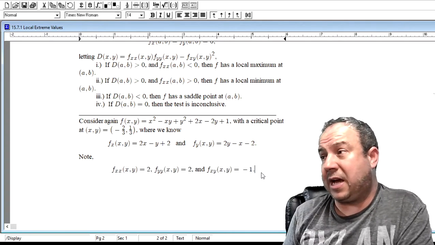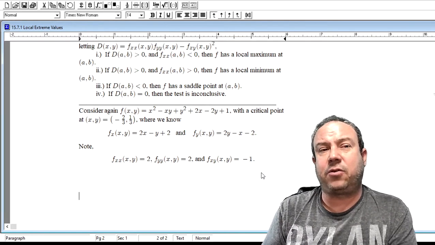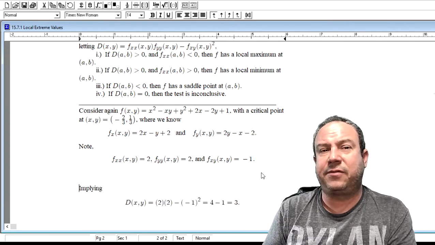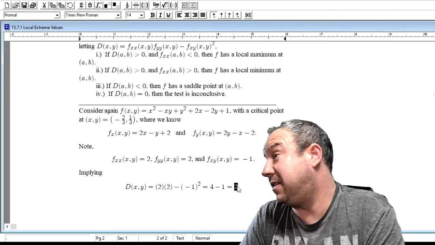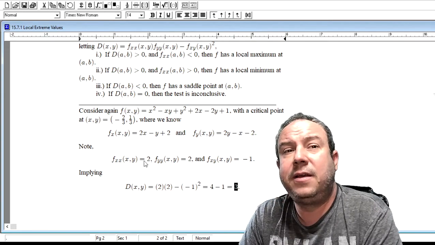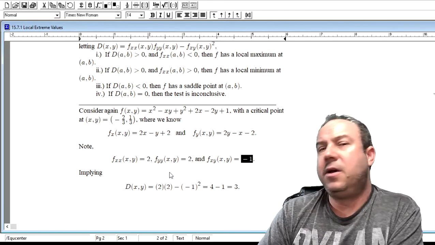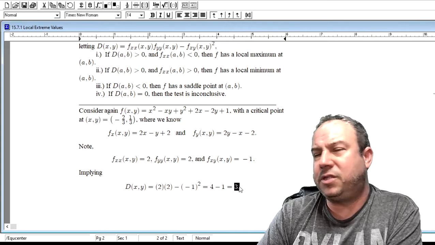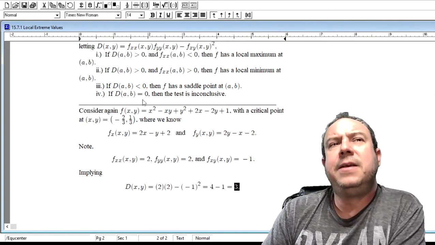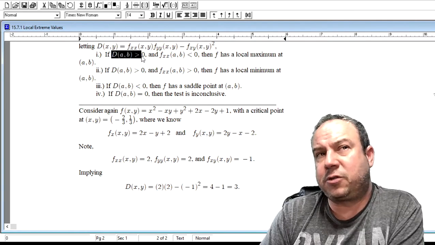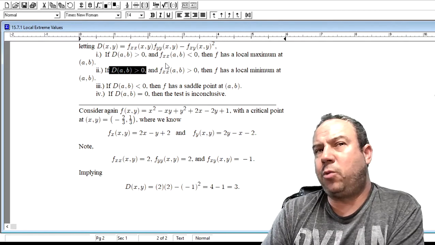They don't always turn into constants, folks, but here conveniently they are constants, which means if we calculate our discriminant with these, that would imply that the discriminant function is the constant value of just 3, right? This partial times this partial minus this partial squared. That will be 4 minus 1, which does equal 3 in value. It does have that implication. Since that discriminant is greater than 0, we have either case 1 or 2 occurring.